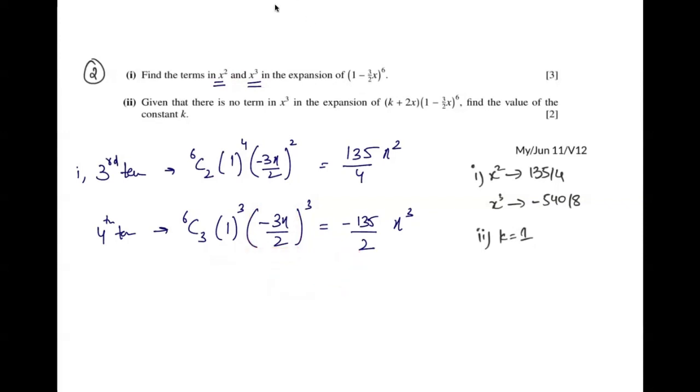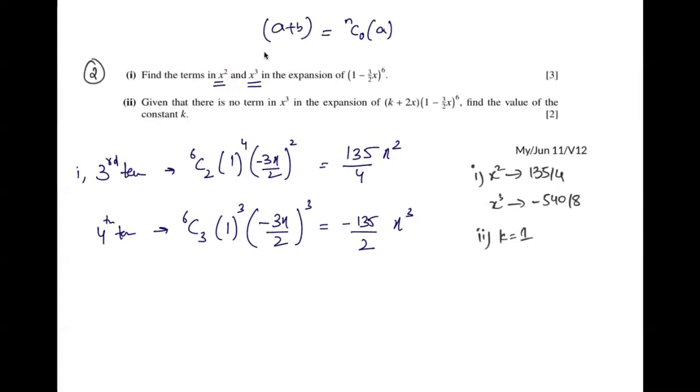Is this clear to you? Sir, why did you not multiply 6c2 with 1 to the power of 4, then multiply it with negative 3 over 2? The formula in the expansion was: the first term in the expansion is nc0.